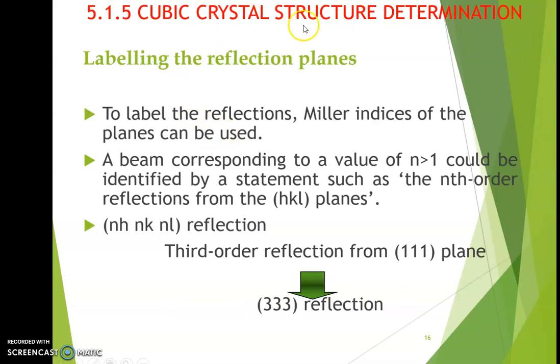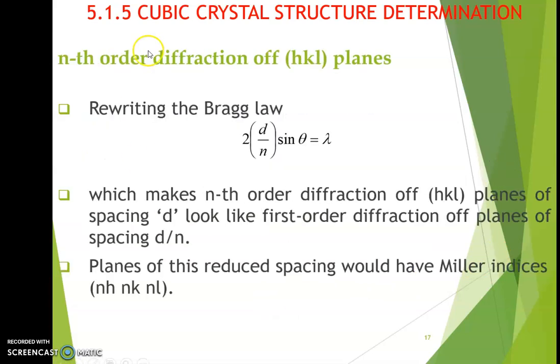So, labeling the reflection plane. To label the reflection, the Miller index of the plane can be used. A beam corresponding to a value of n more than 1 could be identified by a statement such as the nth order reflection from the HKL plane, or nh, nk, nl reflection. For example, third order reflection from the 111 plane, which we can write as 333 reflection.